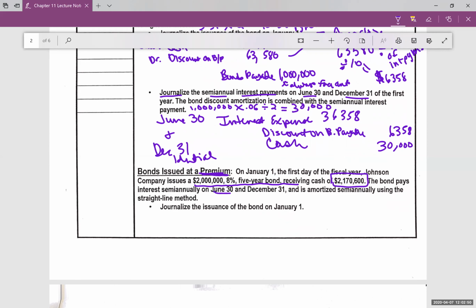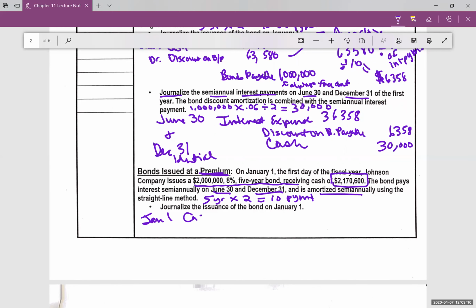Again, the payments are twice a year. So it is still a 5-year bond, 2 interest payments a year. So again, we have a total of 10 payments. We're still going to amortize that using straight line. So first, let's journalize the issuance of the bond on January 1st.